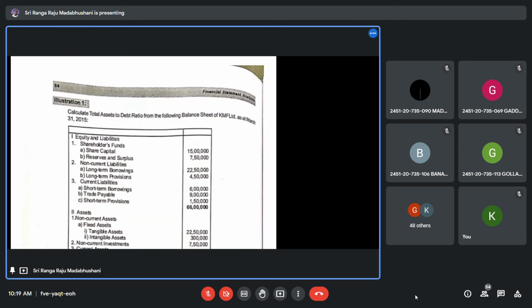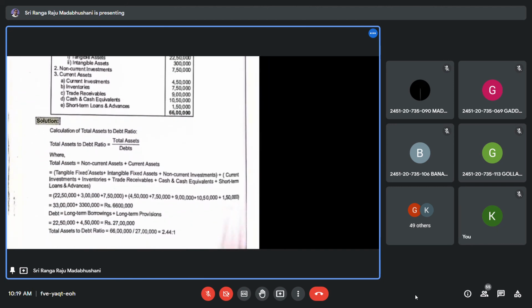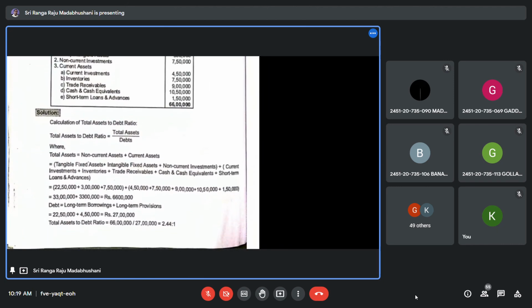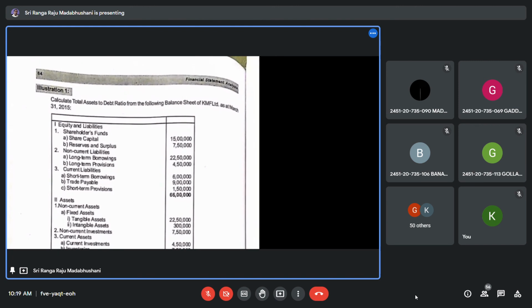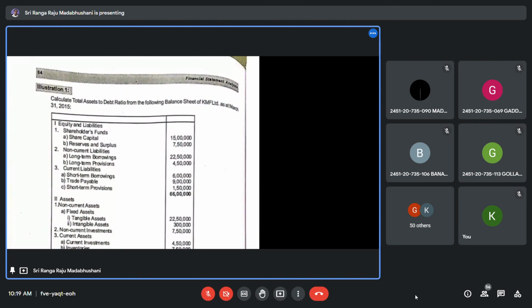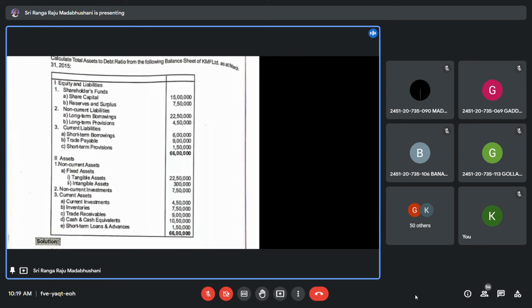Calculate the assets to debt ratio. So total assets by debt. Here, shareholders funds. See, this is liabilities first. This is the modern way of presenting the balance sheet, in vertical form.